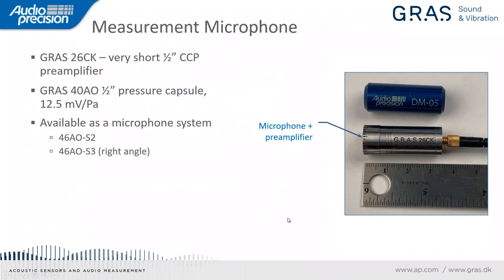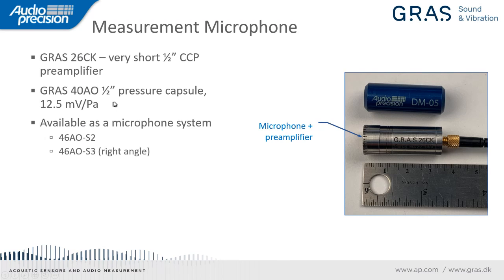Now we also need a measurement microphone that goes inside the coupler, and our sister company Grass has a lot of choices when it comes to microphones. Now for this application, we want a microphone with a pressure response, and Grass has several that fit the bill. One of the most common ones that would typically be used for this application is called the Type 40AO, half-inch pressure cap, and it has a nominal sensitivity of 12.5 millivolts per Pascal.